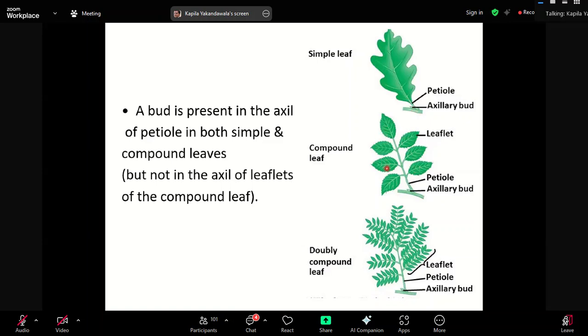So in here, this is a leaf and it is divided into leaflets. So you get the axillary bud at this point, not at this point. So you can easily identify whether it's a leaf or not. These are leaflets, so no axillary buds. Here you get the axillary bud, so these are leaflets. Again here you get an axillary bud. So these are leaflets. So this is the petiole. On the petiole, leaflets are attached.